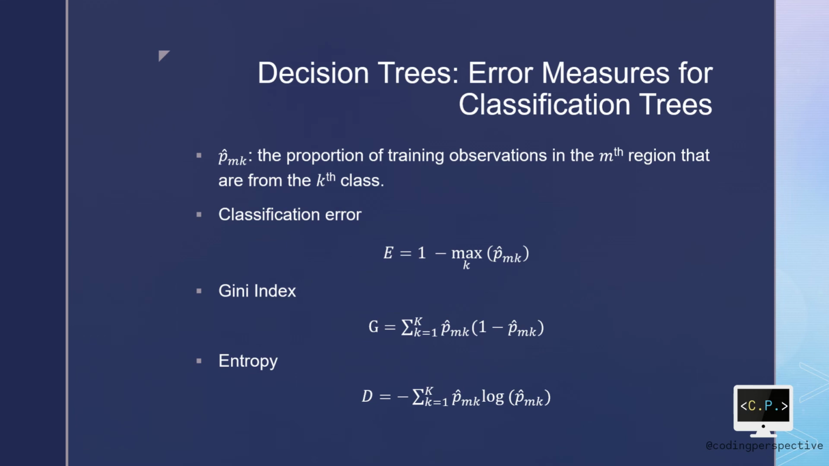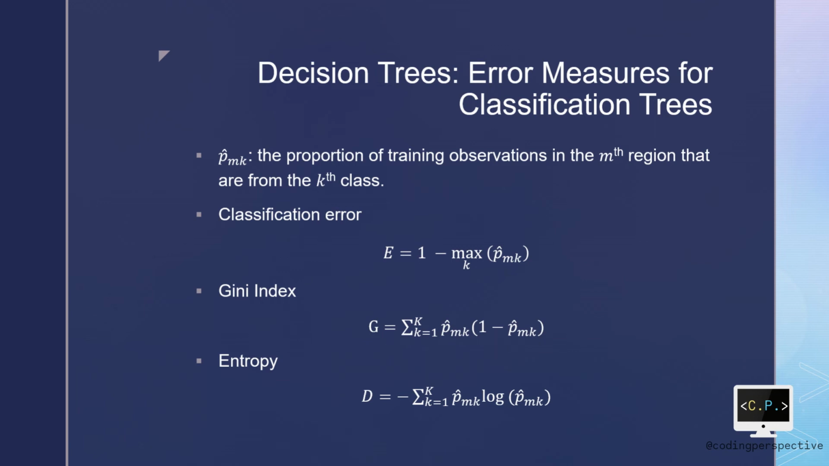The last alternative error measure is the entropy, which is given by, again, the summation over all k classes of p hat mk times log p hat mk. As in the Gini index, entropy takes a small value if the mth node is pure. Actually, it turns out that the Gini index and the entropy are quite similar numerically.